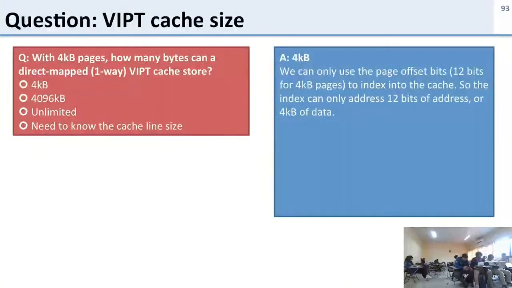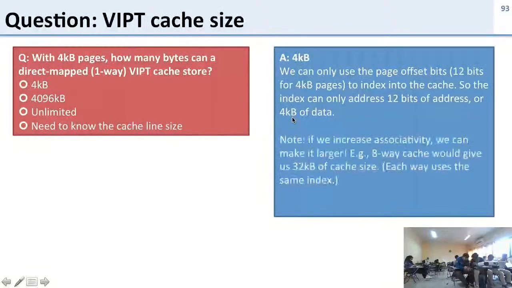Well, it can only store 4 kilobytes. If I have 4 kilobyte pages, that means I have 12 bits for this page offset, so I only have 12 bits that I can use to index into my cache. So I only store 4 kilobytes of data. That's not very good. But if we increase the associativity, we can do better.